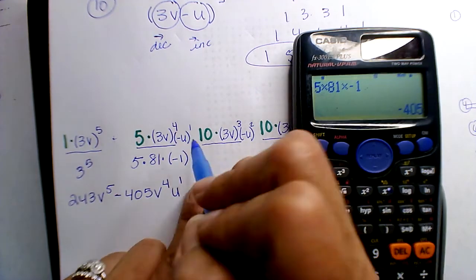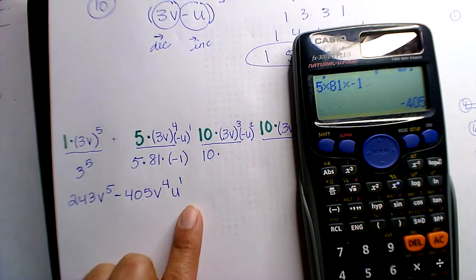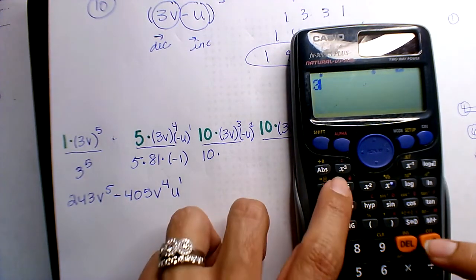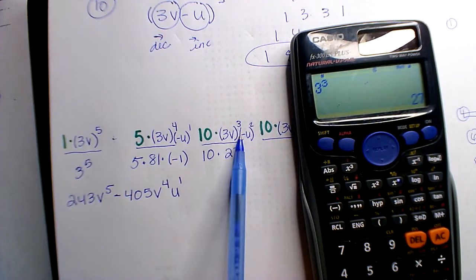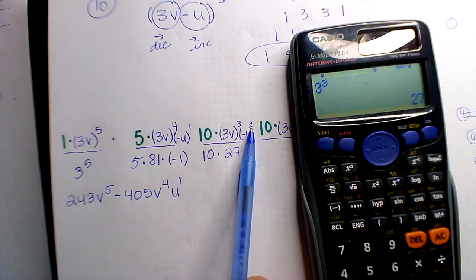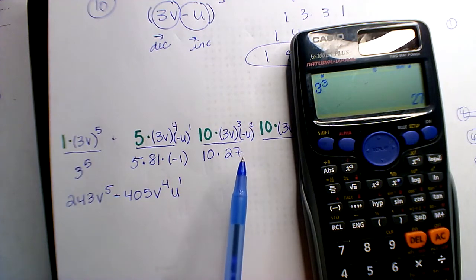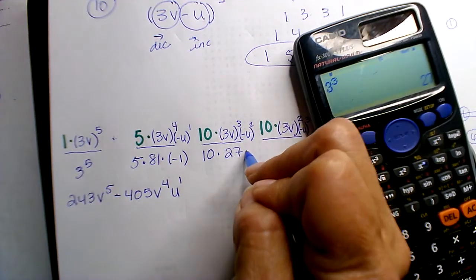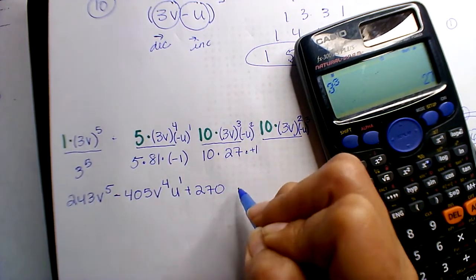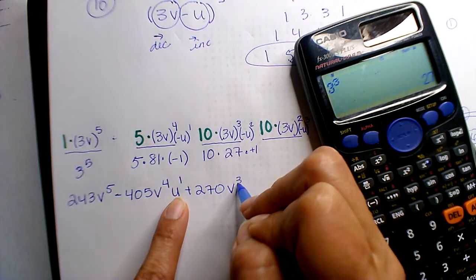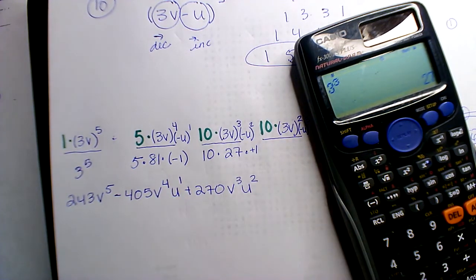Okay, next one is a 10 times 3 cubed. So 3, and we have our own cube button. So 3 cubed is 27. And then negative 1 squared is just a positive 1, right? So remember, if you have a negative value to an even exponent, the number is going to be positive. If you have a negative number to an odd exponent, it's going to be negative. So I'm just going to leave out the positive 1, but if you want to write the positive 1, you can. And so this is positive 270. Remember, you're going down, v cubed, go up, u squared.